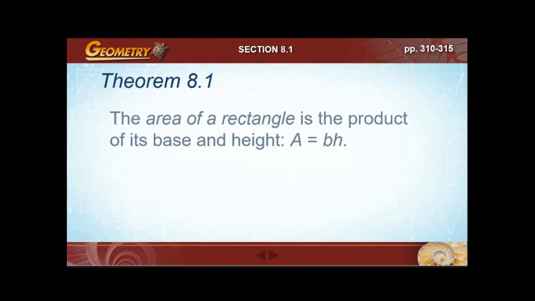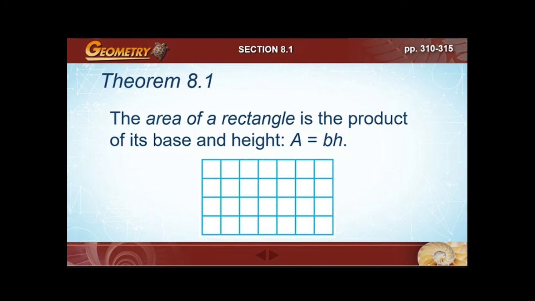Theorem 8.1 says the area of a rectangle is the product of its base times height. So the formula for that is area equals base times height. So if we have our rectangle here, let's do a flat long one here.